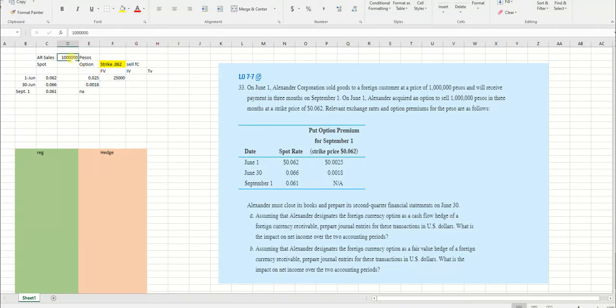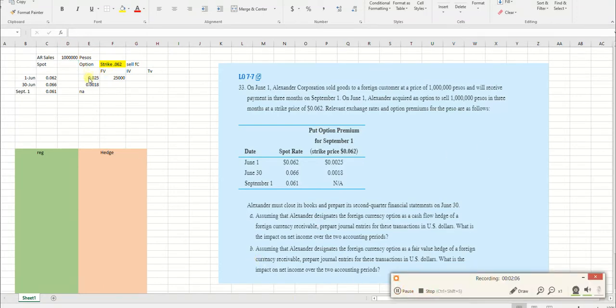I think I've got a number wrong here. I'm on the wrong one. Let me pause this a second. Okay. Now I see my issue. This is 0.0025. Okay. So I have to pay $2,500 for the option. Had I waited until June 30th to purchase the option to sell them on September 1st, I would have had to pay $1,800 for it. And notice here, we'll back into actually that one there in a second.